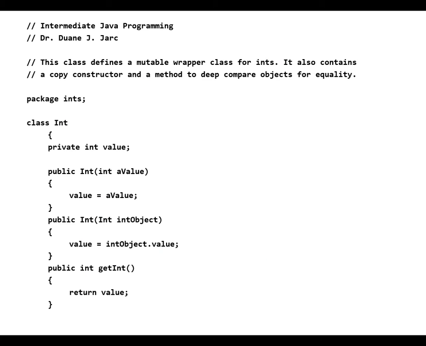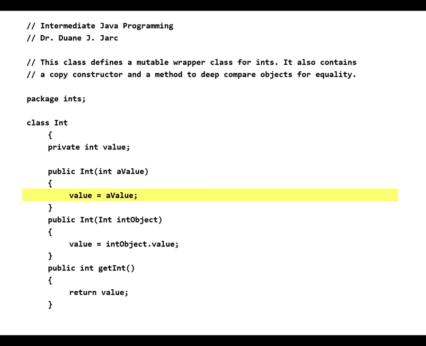Now, let's look at an example of a mutable class, one that we will use in several of our future example programs. It is a wrapper class for integers. It differs from the predefined wrapper class Integer, which is immutable.